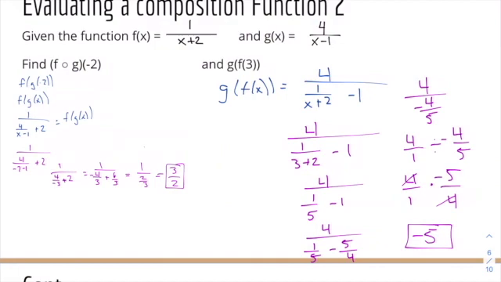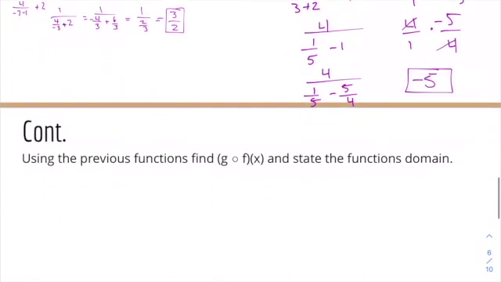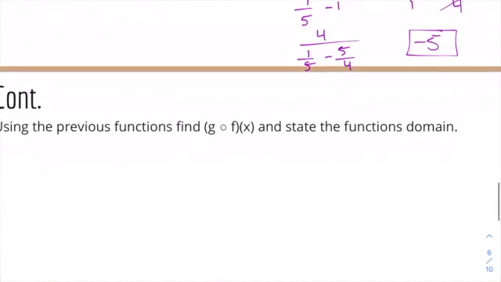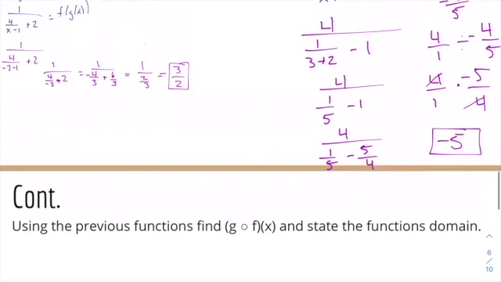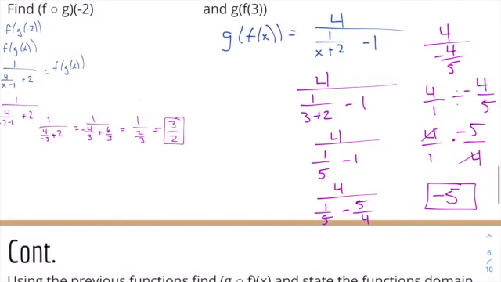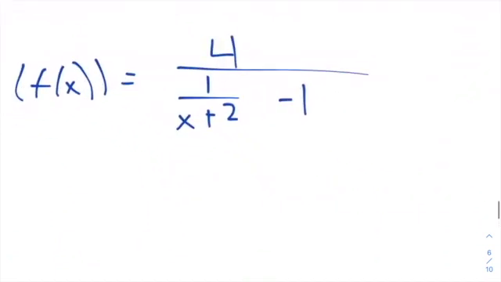So that's how I figure out my composition function. A lot of arithmetic there, but it's arithmetic we should know. Now, I did kind of cheat here, and I'm going to show you. Using the previous functions, find g of f of x and state the domain. So g of f of x we've already found up here. So I'm going to go ahead and copy this and paste it down here. This is what g of f of x looks like, but I can't leave it like this.